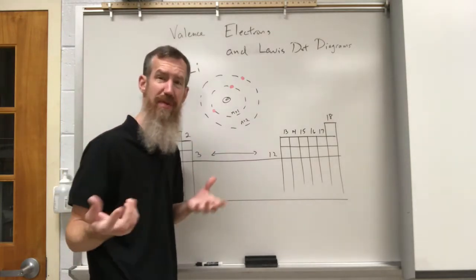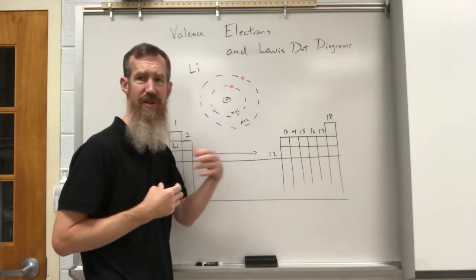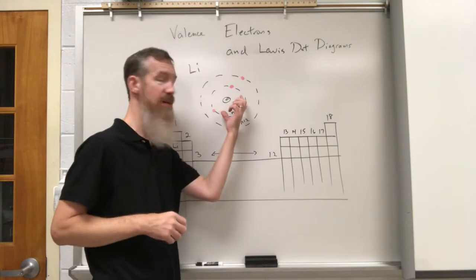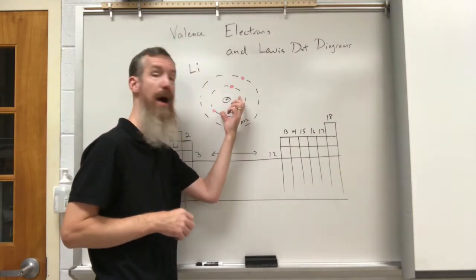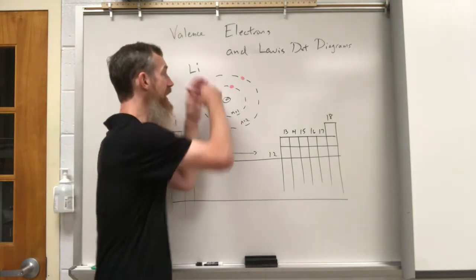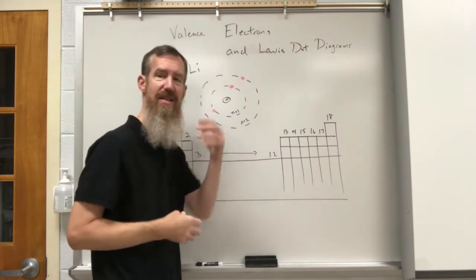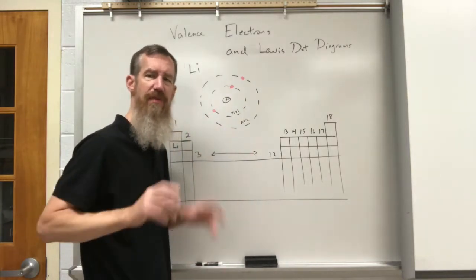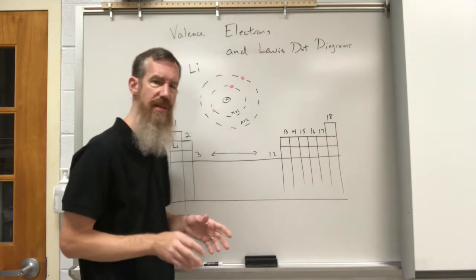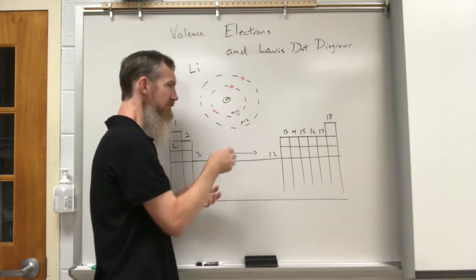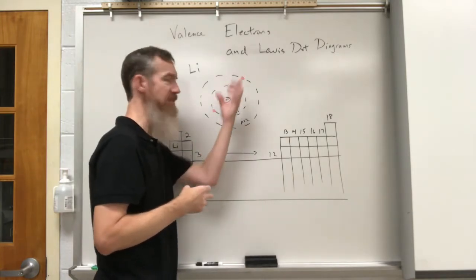You may remember from previous classes in middle school or whatnot that the first energy level can hold up to 2 electrons. The second energy level can hold up to 8 electrons. The third up to 18, and there's another pattern there. If you don't remember that, that's fine, not a big deal. But the point is, certain electrons exist in certain energy levels.